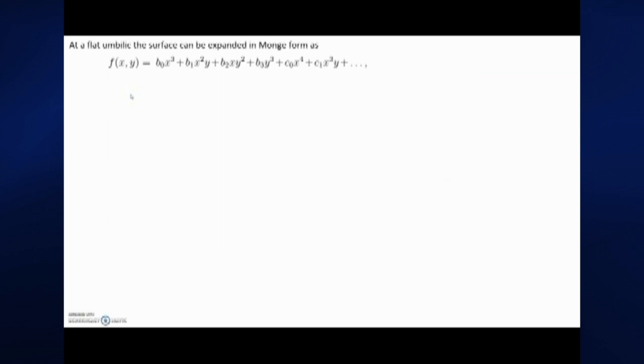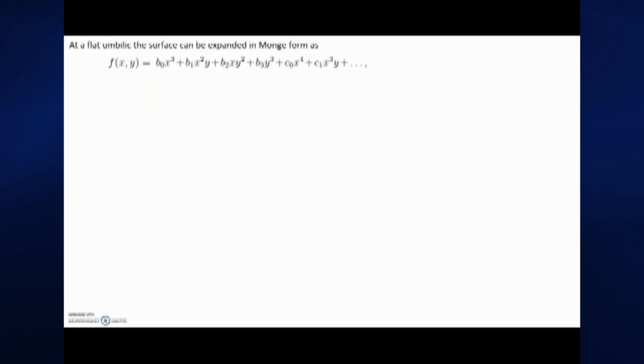So the final special type of point that occurs generically in a one-parameter family that I'm going to look at today is the flat umbilic. This is when we expand the surface in Monge form, the quadratic part vanishes and we can write our function starting with cubic terms.